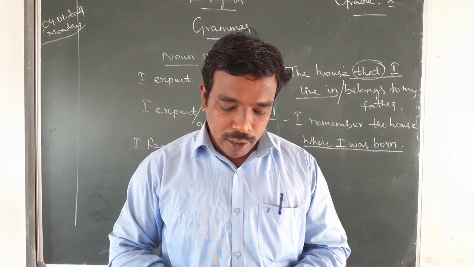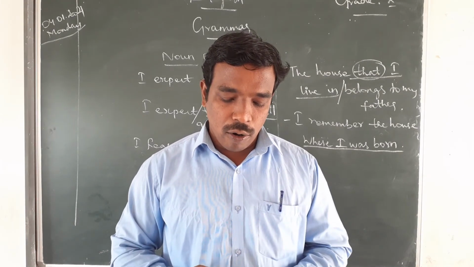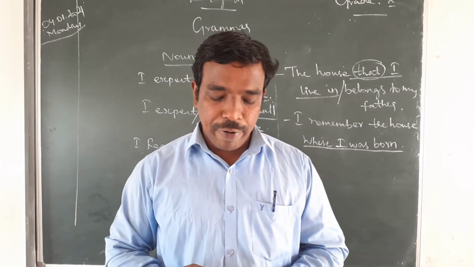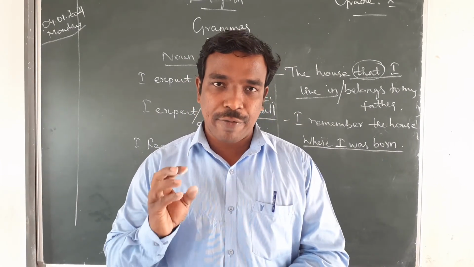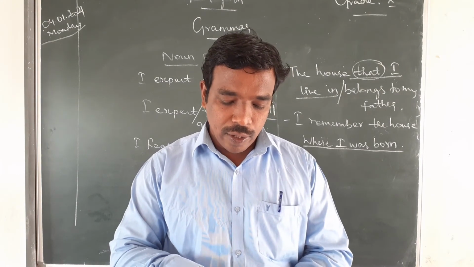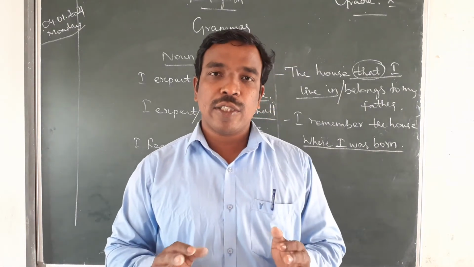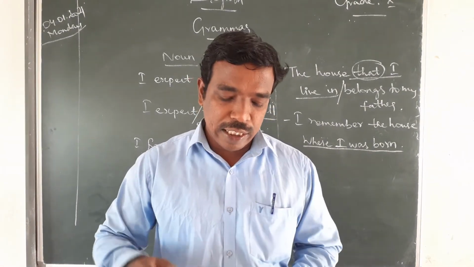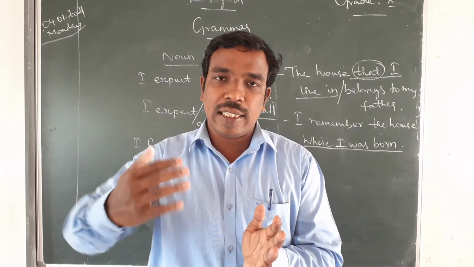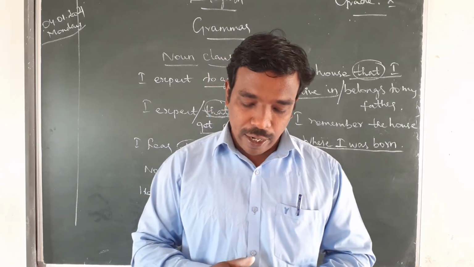The train halts. Halts refers to stops. The train halts at every junction. At every junction is a phrase. The train is the subject, halts is the verb. Every junction refers to a place and describes the halts. Halt means stopping, so it describes the stopping. So we say it is an adverb phrase.